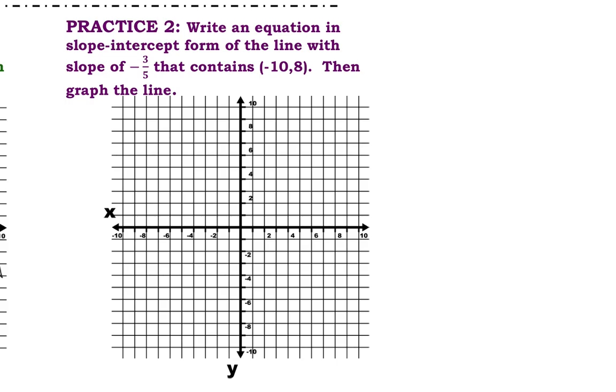All right, Lolly, what's my slope, Lolly? Negative 3/5. What's your x1, y1? Negative 10 and 8. Good. So how did you plug it into your formula?